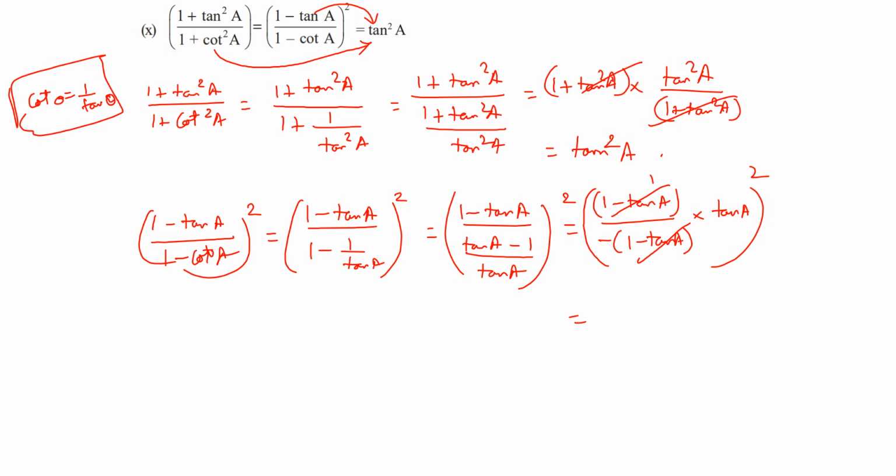So remaining will be minus tan A whole square, and minus tan A whole square can be written as tan square A, hence our result. In this way we can solve very easily. So just be clear with the concepts. Any problem can be solved without fear.